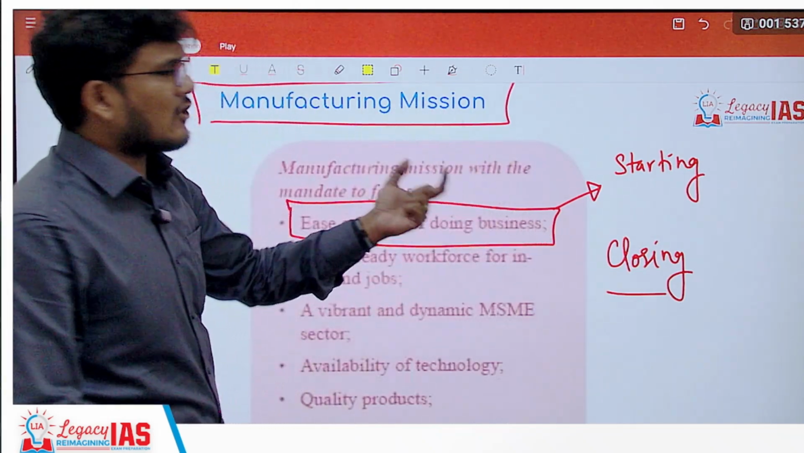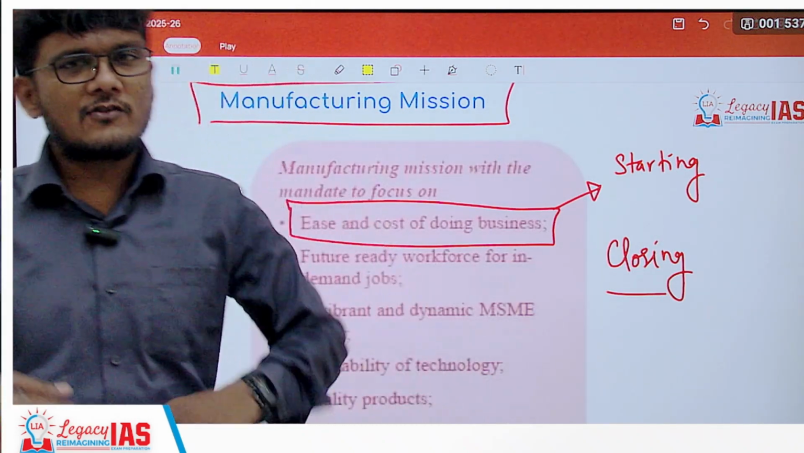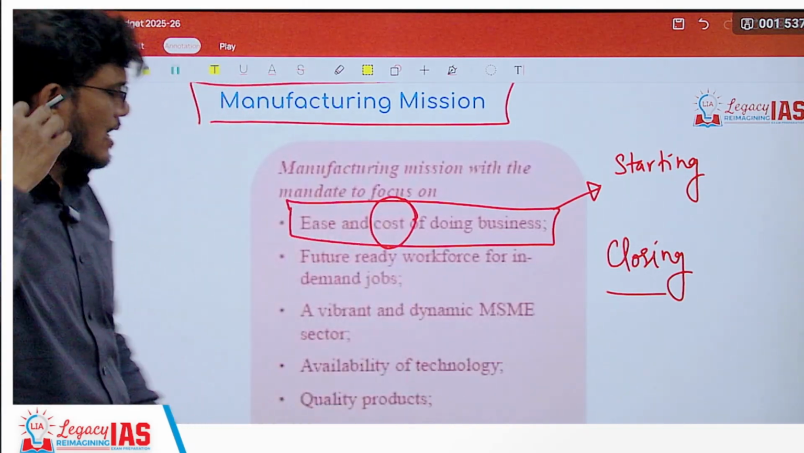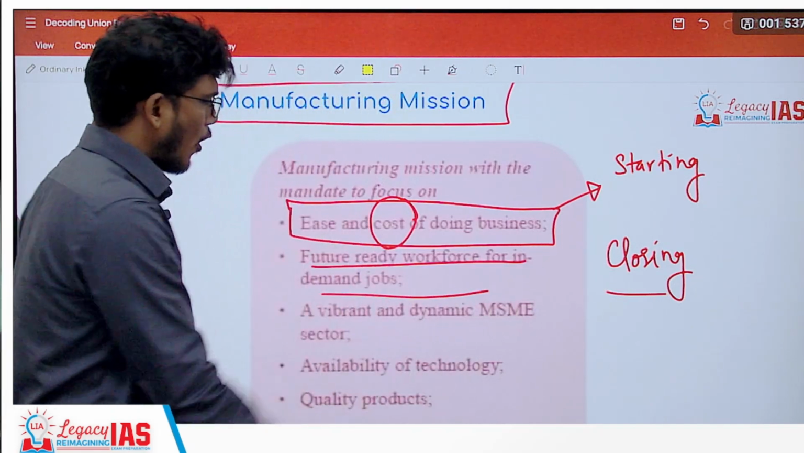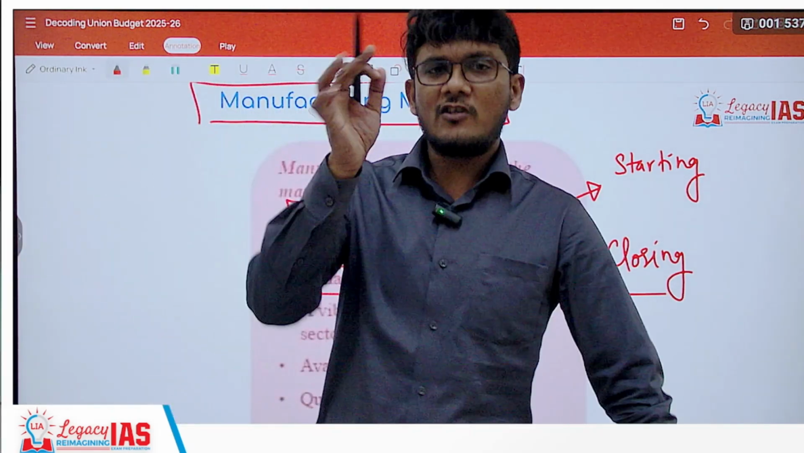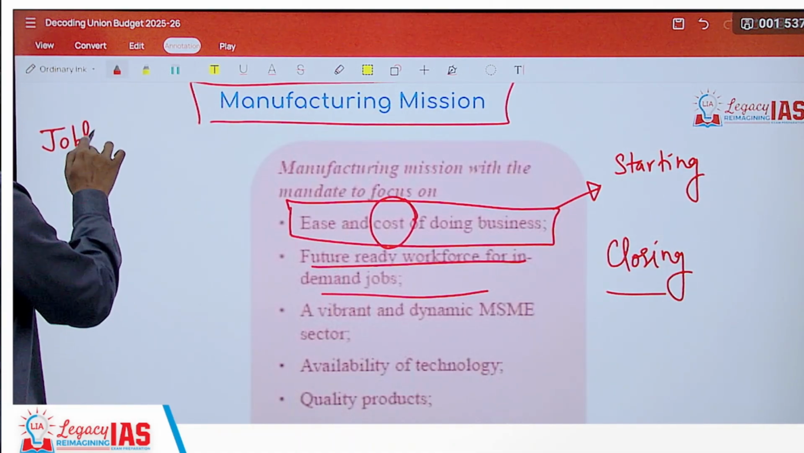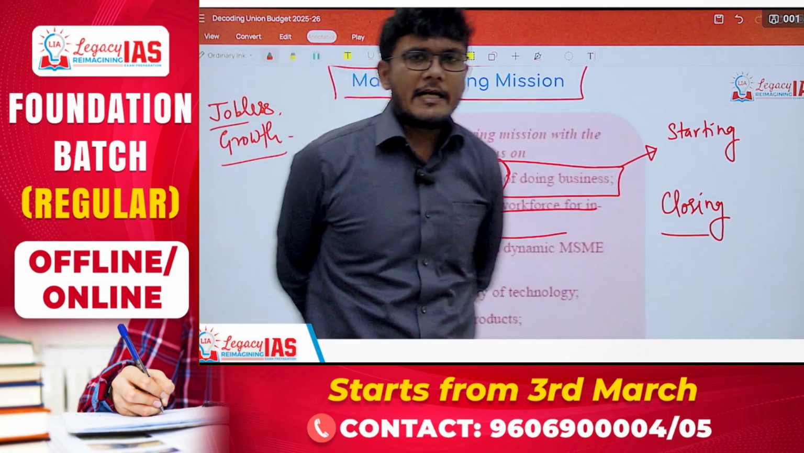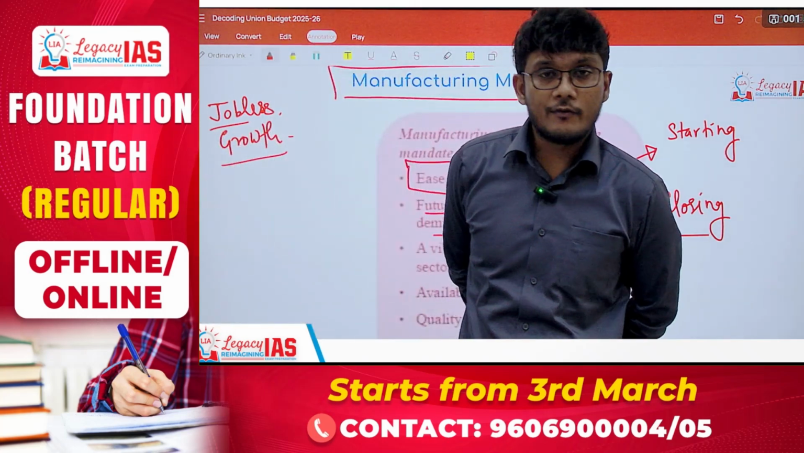Plus, ease is not just in the rules, regulations, procedures, the forms to be filled, the requirements, the legalities, but also the cost of doing business needs to be improved. At the same time, future ready workforce for in-demand jobs. This is very important, especially when India was at times called the economy with jobless growth. Why jobless growth? Because there was growth in India, but the growth was jobless. We were not creating enough jobs, even though we were growing.